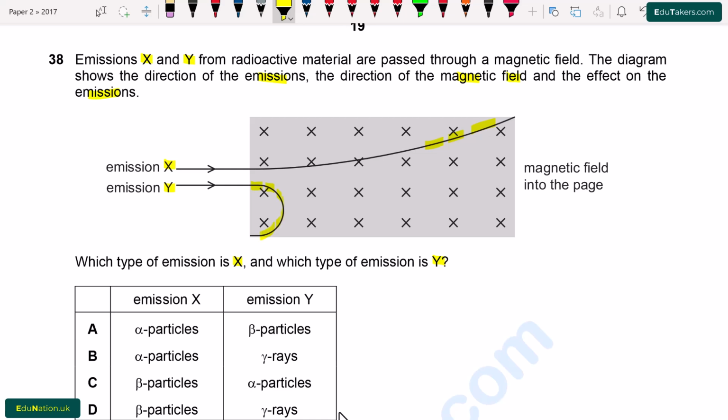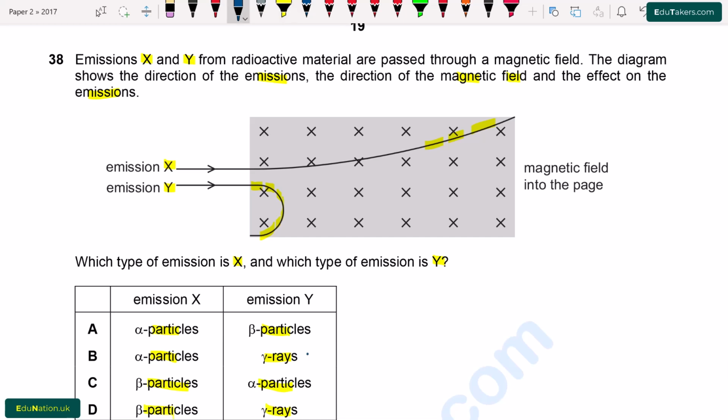We know that only those particles that have charge are deflected by the magnetic field. It means that gamma rays are neutral, so gamma rays do not deflect. The emissions X and Y are not gamma rays. Now we see the options. Option A, alpha particles, beta particles. B, alpha particles, gamma rays. C, beta particles, alpha particles. D, beta particles, gamma rays.